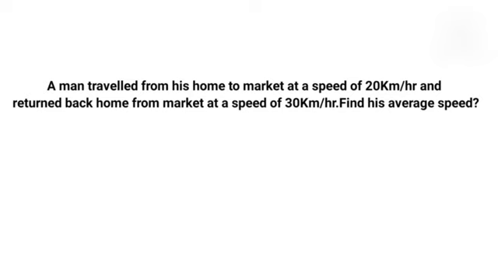So if the distance traveled during the first half and the second half is the same, and if the time is not mentioned, you can use this formula to find the average speed. The formula is 2 into x into y divided by x plus y, where x and y denote the speeds at which the same distances are covered. Here x is equal to 20 km per hour, that is the speed from home to market, and y is the speed at which he returns back home from the market.